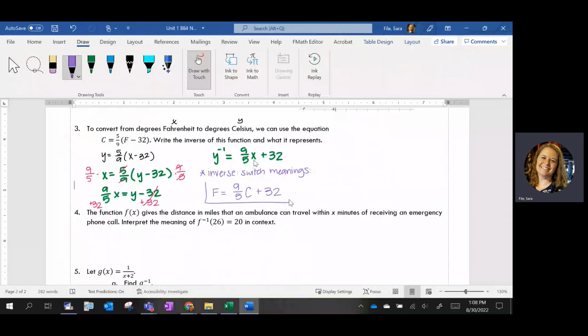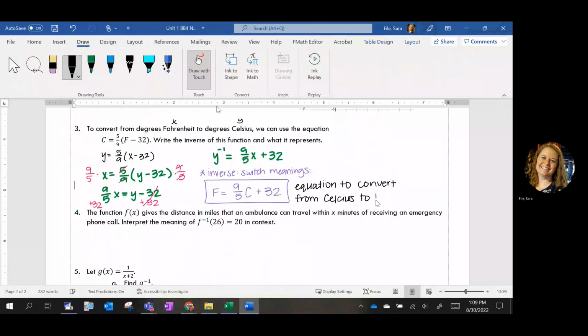So this is the equation that you would use then to do what? Yeah, to convert in reverse. Instead of knowing Fahrenheit and converting to Celsius, this would be knowing Celsius and converting to Fahrenheit. Does that make sense? Okay, so when it says, what does this represent? I'm going to put, this is the equation to convert from Celsius to Fahrenheit.